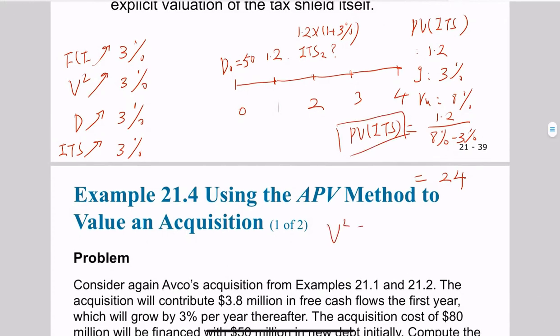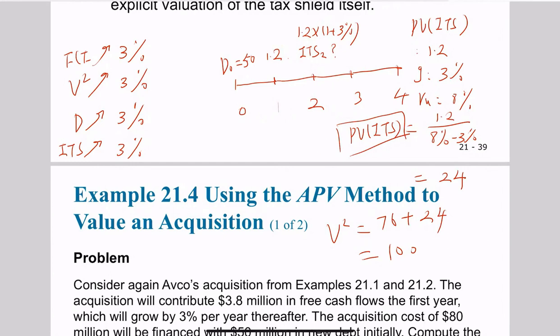So the third step, that is, we will add these two numbers to get the firm's levered value. It should be 76 plus 24, which is $100 million. And you can verify that this number is the same as what we got from the WACC method.